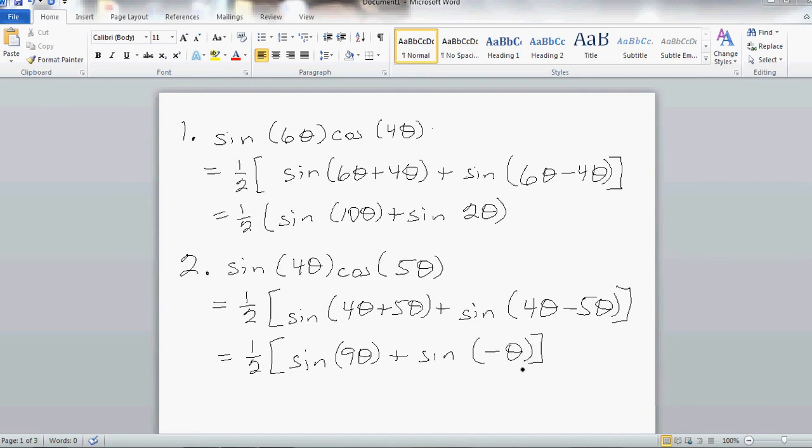Now we do have a slight problem. We never want to see negative as part of a sine or a cosine or anything like that. So we do need to use the even-odd identity, which basically says this negative can come out front. And so it becomes 1/2 times the sine of 9 theta minus the sine of theta.